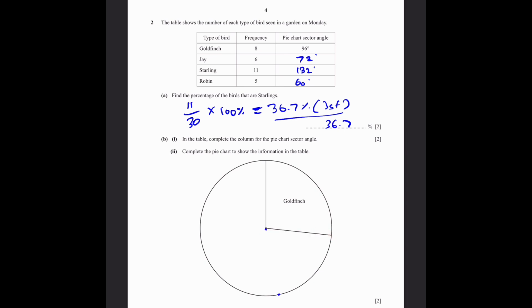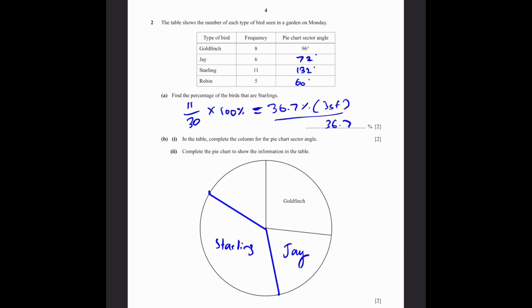And we can draw a line from the center of the pie chart to that point and then just label this as J. Now for the starling, we do a similar thing. Place the protractor such that the horizontal line lines up with this, and then calculate 132 degrees using the protractor. Just place a dot, connect the line, and I'll just do that real quick. Now we just write starling.